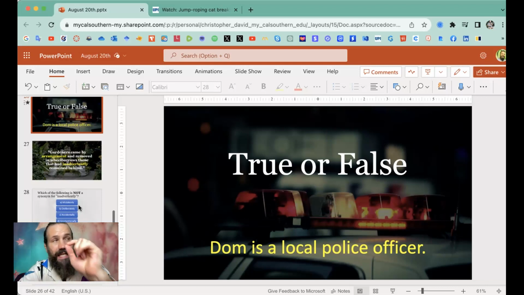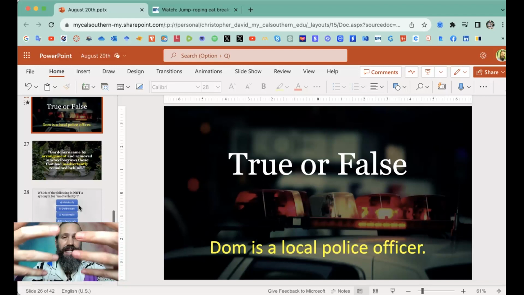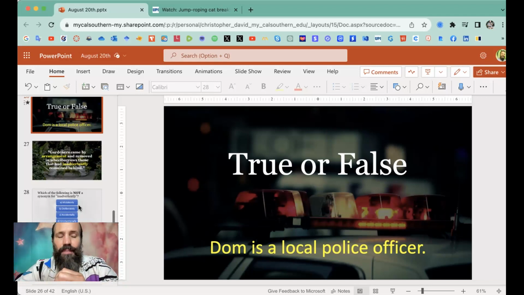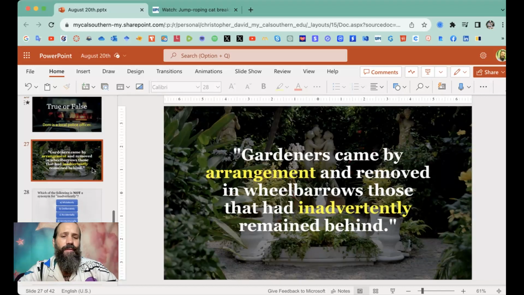And then I have this extra one I'll give you. This is because each of my students, I will tailor every lesson to them individually, and anytime they want me to focus on something, I will for them and add extra portions. I'm going to share this with you. This student likes Lord of the Rings, and he wanted help with this sentence. Gardeners came by arrangement and removed in wheelbarrows those that had inadvertently remained behind.